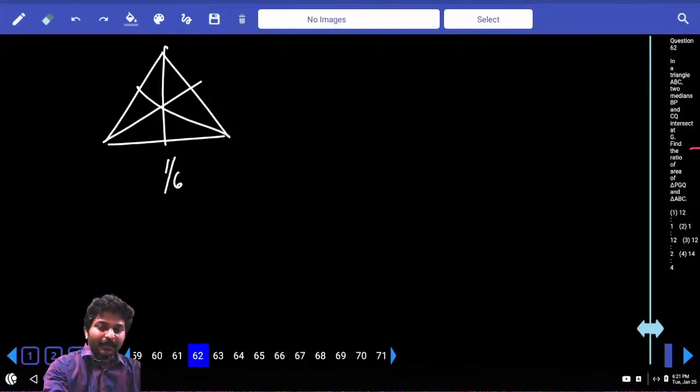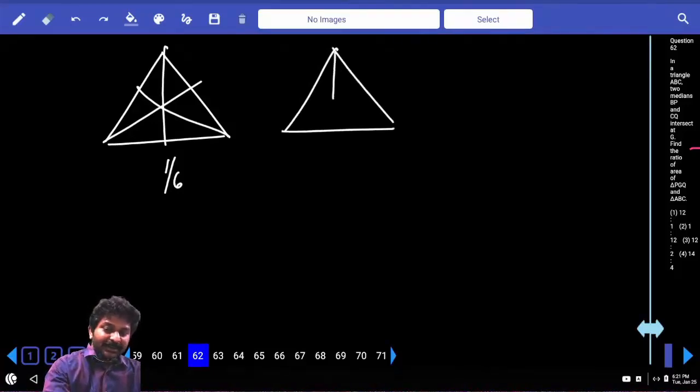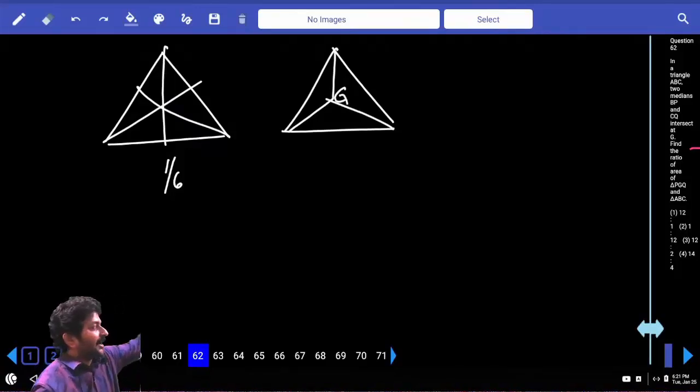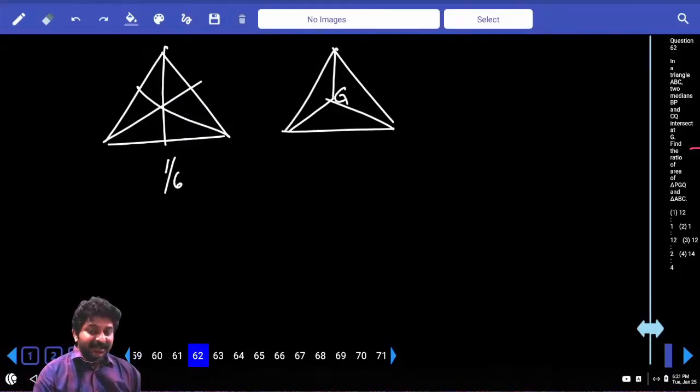Right. So now let's take the centroid G. Now the centroid divides the parent triangle into how many equal triangles? So here each smaller triangle area is going to be 1/3 of the parent triangle.